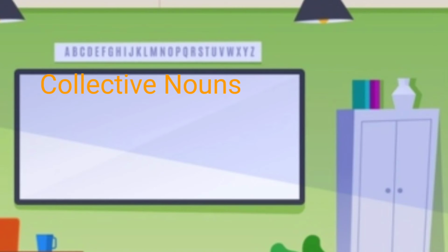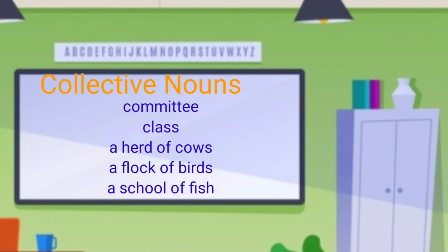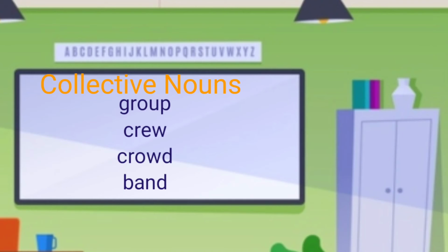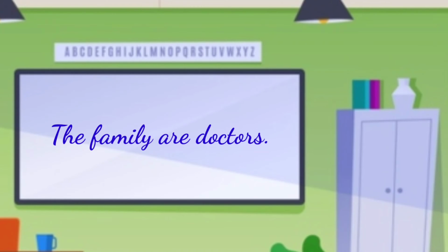Another kind of noun that we will be learning today is the collective noun. A collective noun refers to a group of people or things. For example, committee, class, a herd of cows, a flock of birds, a school of fish, group, crew, crowd, band. Collective nouns can be singular or plural. Example, the team conducts its annual meeting every summer. The team is interpreted as one unit. A collective noun is plural if it is interpreted as the individual members of the unit. For example, the family are doctors, meaning each family member is a doctor.